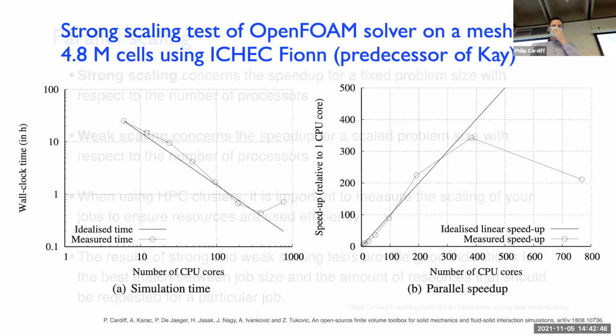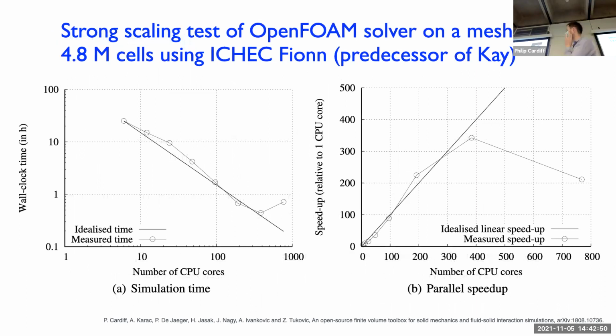Here's one that I ran a few years ago, on Fionn. Fionn is what came before Kay, it was an ICHEC cluster. It was an OpenFOAM model with 4.8 million cells. The number of cores are on the bottom. I didn't run it on 1 core. I ran it on 6 or 8 as the smallest, and then 12, 24, 36, something like 96. And I kept increasing the number of cores.